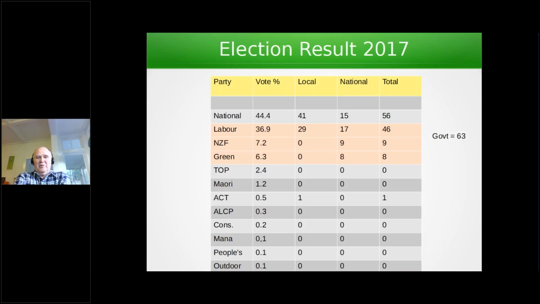Now, next came Labour on 36.9% of the vote, which was amazing because 8 weeks out from the election, they were on 23%. And then the Labour leader resigned a little bit tearfully, but Andrew Little realized that he just wasn't doing it. And they brought in Jacinda Ardern, who really didn't want to be the Labour leader. But they said, please, and she did. And they turned around. She's a different character.